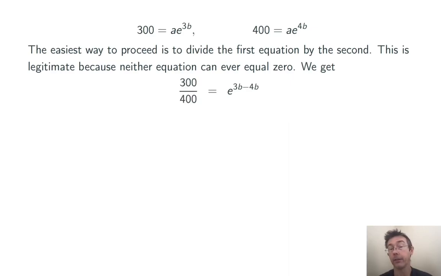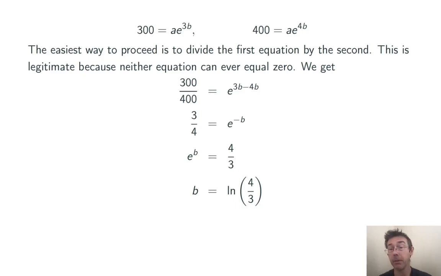So I'm going to take the first equation and divide it by the second to get 300 over 400 equals e to the 3b over e to the 4b. And then using the law of exponents, that right-hand side becomes e to the 3b minus 4b. Simplifying a little bit, 3/4 equals e to the negative b, or e to the b equals 4/3. So b is the natural log of 4/3.